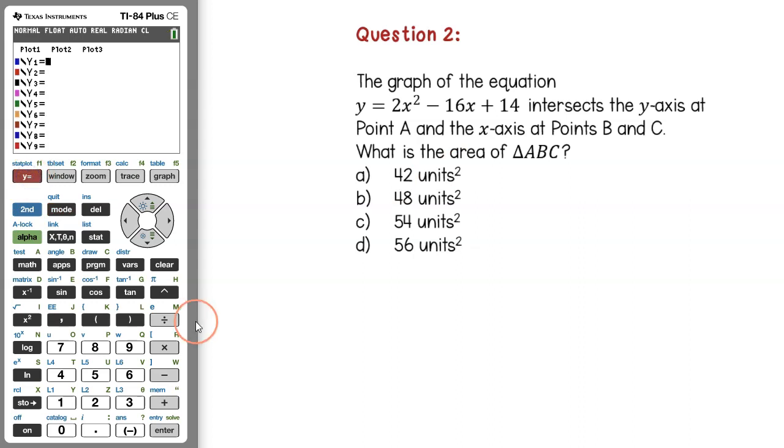Starting at the y equals screen, I've got 2x squared minus 16x plus 14. This is a quadratic function in standard form. My a value is positive 2, which means that my parabola is going to open upwards. My b value is negative 16, and my c value is positive 14. So I can actually look at this standard form equation and know for sure that my y-intercept is going to occur at positive 14.